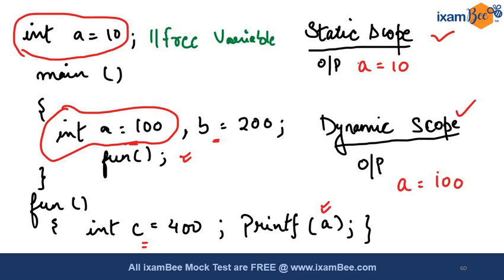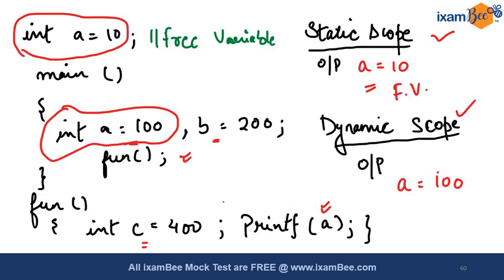and what value will be printed in my dynamic scope? That is the question. As per our discussion, in the static scope, the value printed will be the global one for the free variable. So a equal to 10 will be printed, not a equal to 100, because in static scope it prints the value of the free variable.